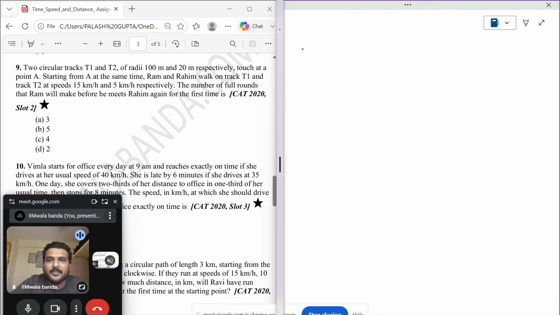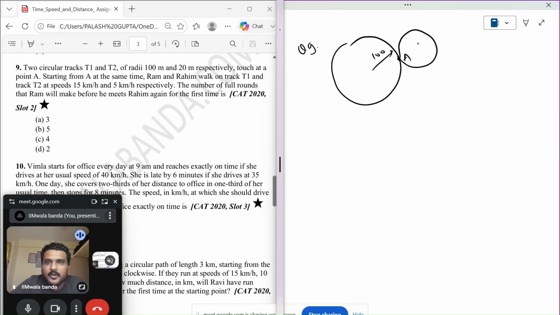Let's go. Question number 9. Two circular tracks T1 and T2 of radii, not length, 120 and 20 meters, touch each other at point A. So this is 100 meters, 20 meters. Starting from A at the same time, Ram and Rahim walk on these two tracks at 15 kilometers and 5 kilometers per hour. Kilometers, and that is in meters, okay? Number of full rounds that Ram will make before he meets Rahim for the first time here.